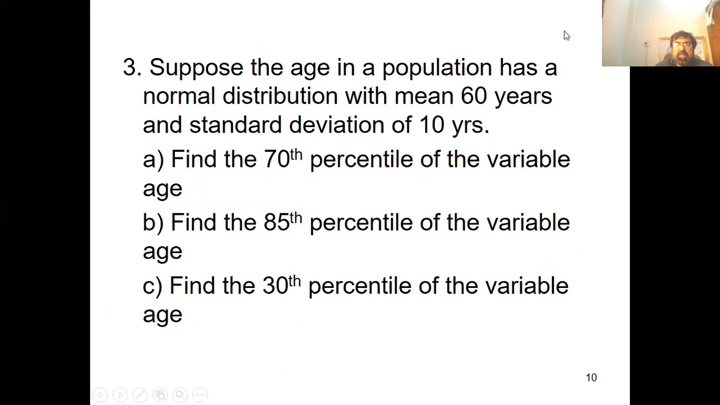So here, the mean and the standard deviation are given in the scenario, and you have to calculate the z-score from 70th percentile, from 85th percentile, and from 30th percentile, and accordingly you have to put in the formula and then calculate the individual score who is standing on 70th percentile, 85th percentile, and 30th percentile. So let's do it on the board.